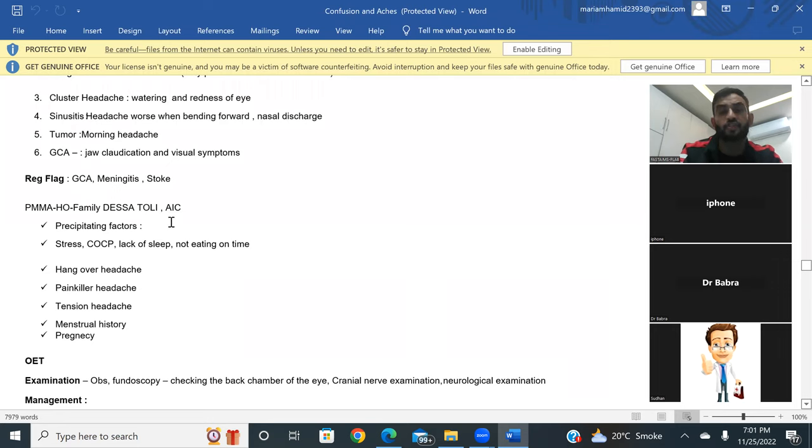Then in the family history, there are a lot of questions you need to ask here. In the past medical, social and family history, this is quite important, because a lot of scenarios you will pick only in the past medical history. Precipitating factors, like stress, COCP, lack of sleep, not eating on time. You need to ask all these questions.